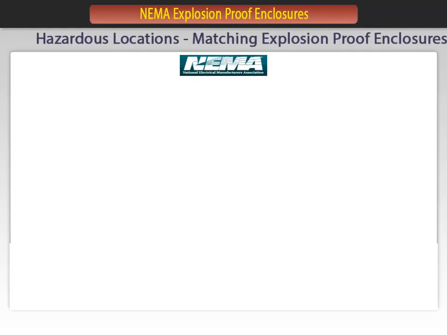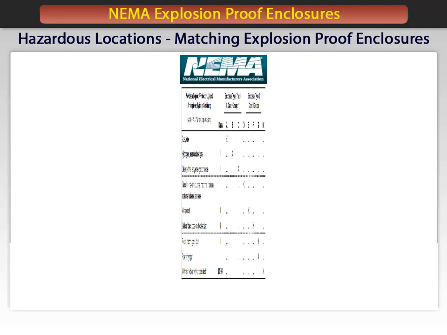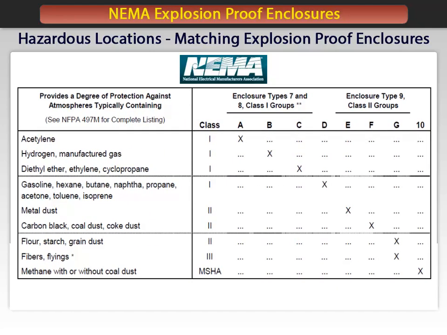Now that we understand the hazardous location classifications, it is time to match the required NEMA enclosure. This table helps break down the class divisions and groups as they relate to NEMA enclosure types. Enclosure types 7 and 8, Class 1 groups A, B, and C covers acetylene, hydrogen, and ethylene. Group D covers gas, vapor, and dust and must be specifically labeled on the enclosure.